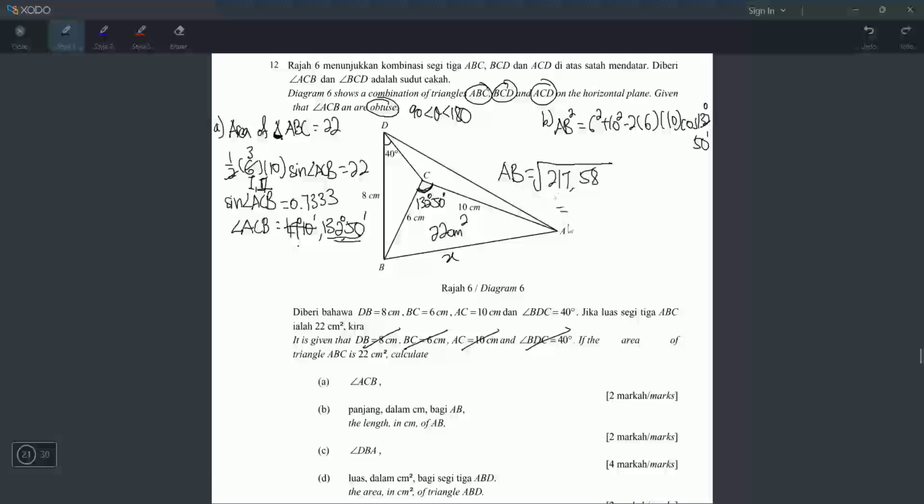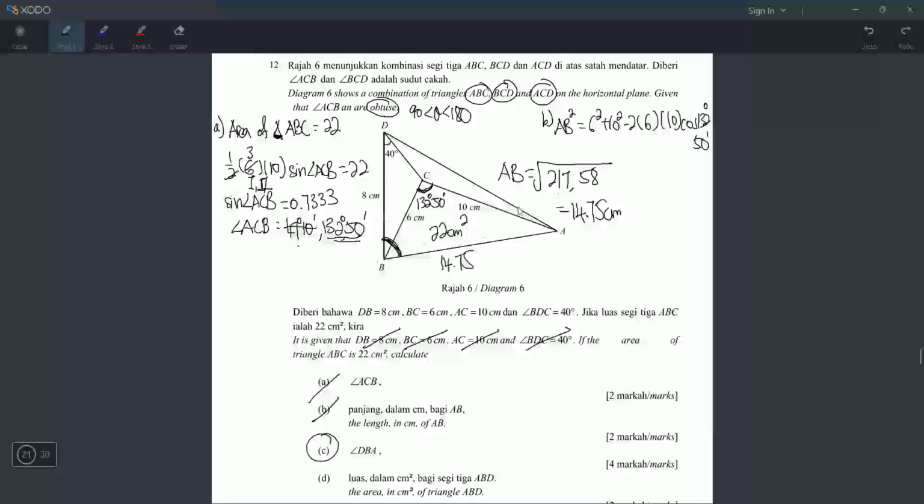Okay, so how to find AB? Just square root this whole thing. So square root answer 14.75. Okay, so the panjang AB is 14.75 cm. So, and don't forget to update your diagram because later you might need this to do the next question, right? So sudah siap A, sudah siap B. Now C. Angle DBA. Where is DBA? Let's find it. DBA. Oh, it's here, right?